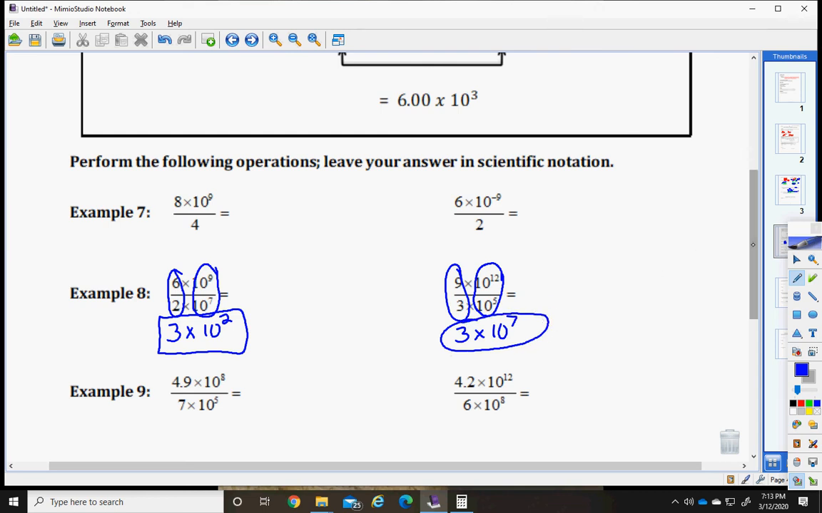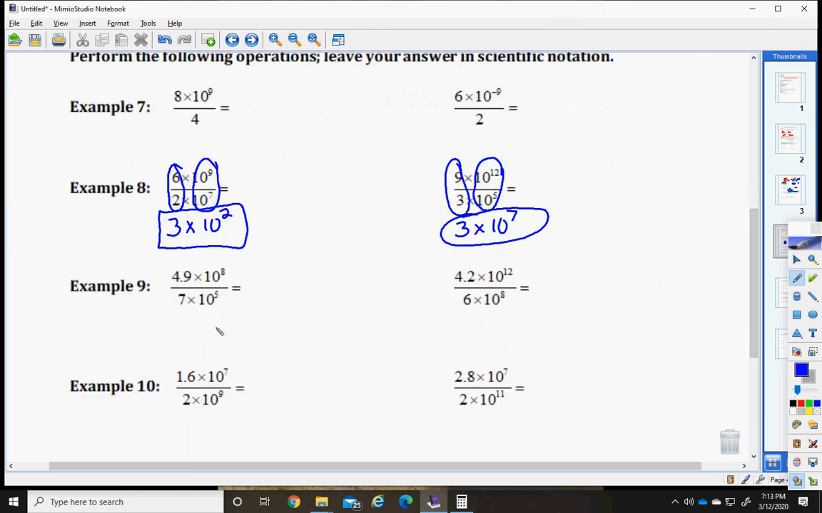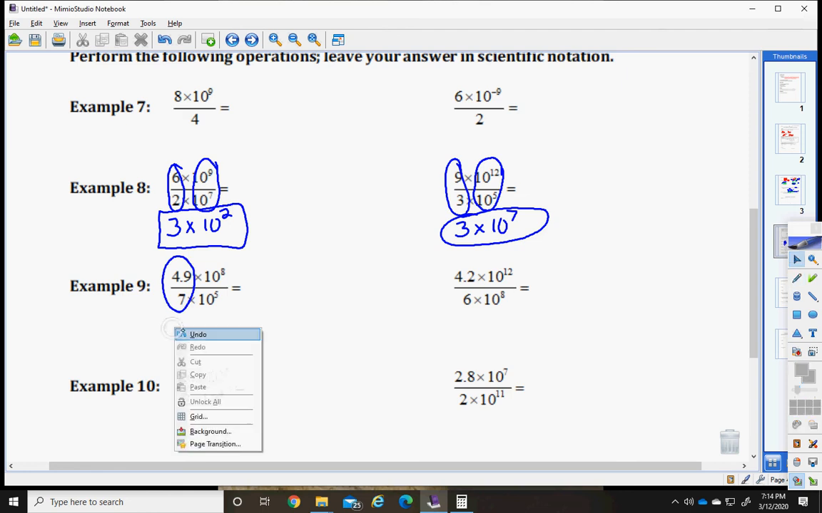So when it's in scientific notation, you're good. If it turns out to not be scientific notation, that's when we have to fix it. That's when we have to change the exponent. Sometimes we increase it, sometimes we decrease it. So when I do 4.9 divided by 7, I get 0.7 times 10 to the 3rd.